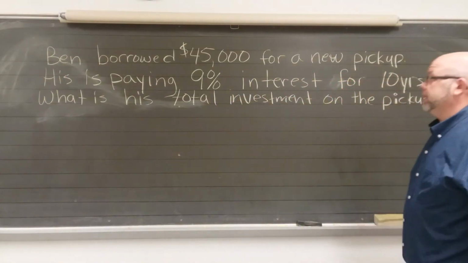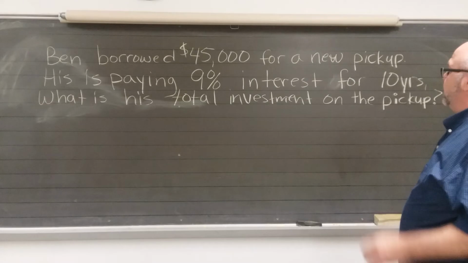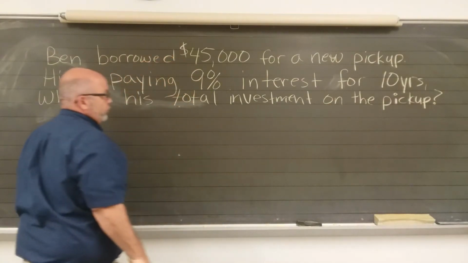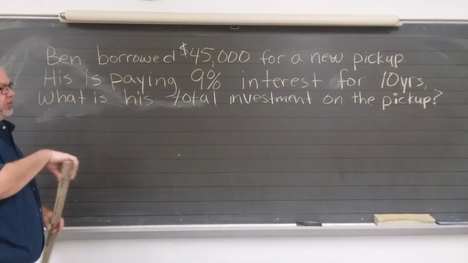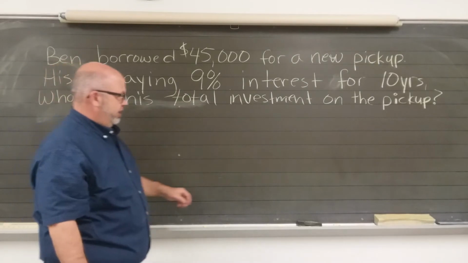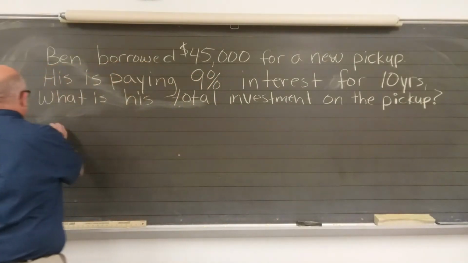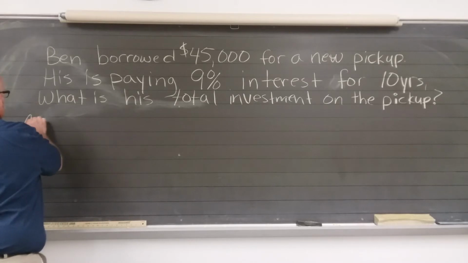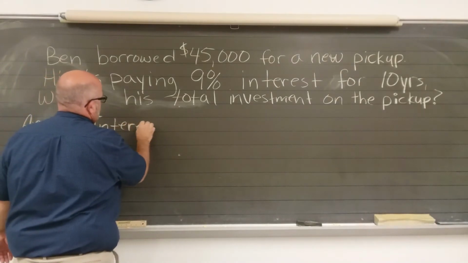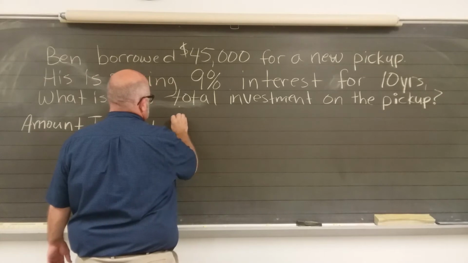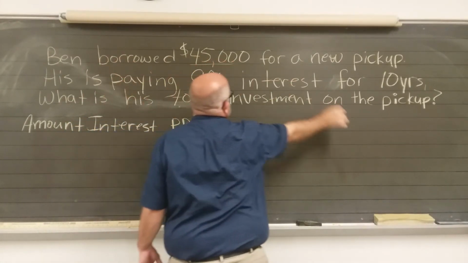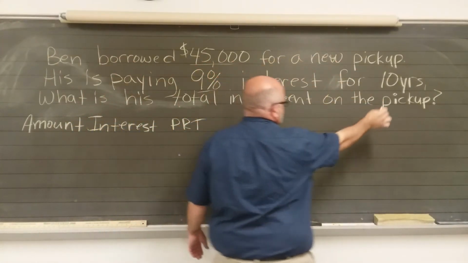Ben borrows $45,000 for a new pickup. He is paying 9% interest for 10 years. What is his total investment on the pickup? So first of all, what do we need to do? First of all, we need to find how much interest he paid, right? What's the amount of interest? And that is PRT, principal times rate times time.